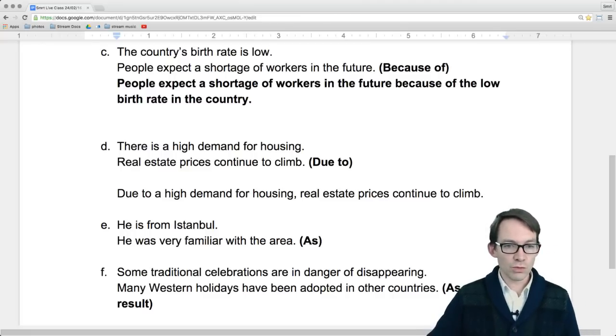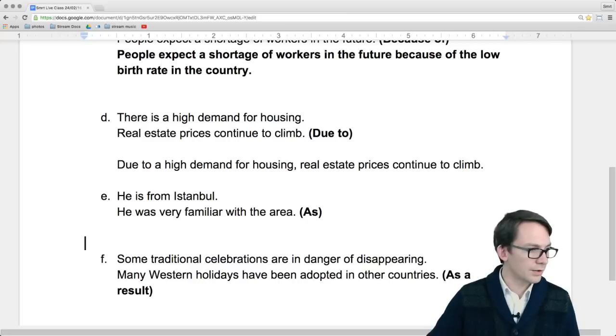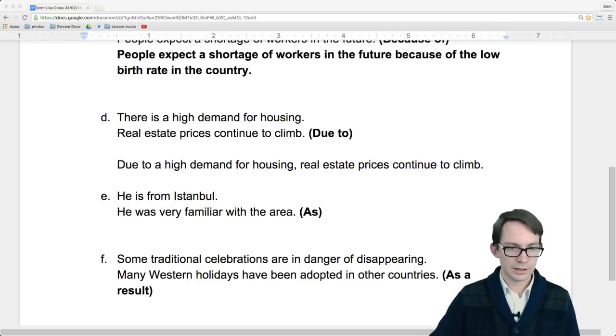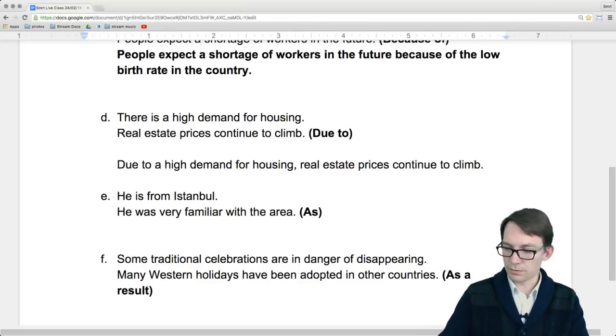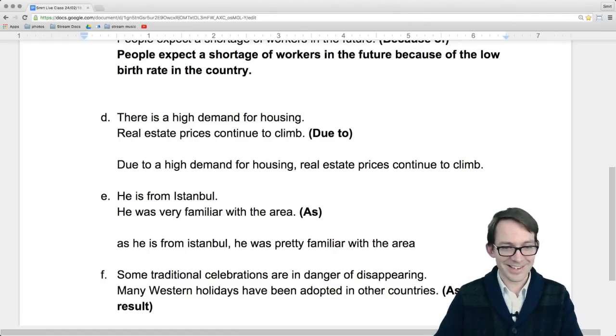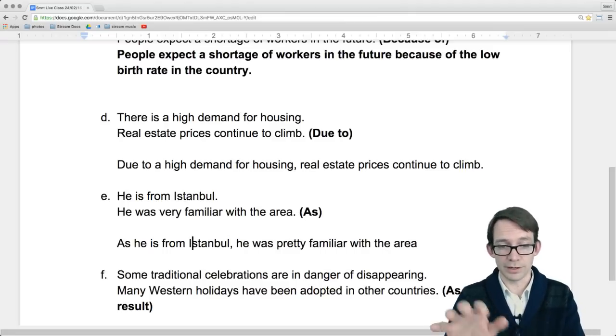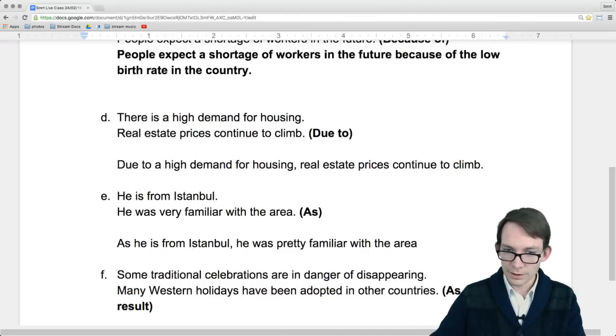Okay, two more, and then we're going to get into some more stuff here. So he's from Istanbul. He was very familiar with the area. Who's got one? Oscar Diaz. All right, welcome, Oscar. I'm not sure, is this your first time in here, Oscar? Maybe it is. If so, welcome. If not, welcome back. All right, so as he is from Istanbul, he was pretty familiar with the area. Perfect, just make sure that you capitalize that as, right, at the beginning of the sentence. Also, you want to capitalize Istanbul because it's the city, and put that period there, just like so.